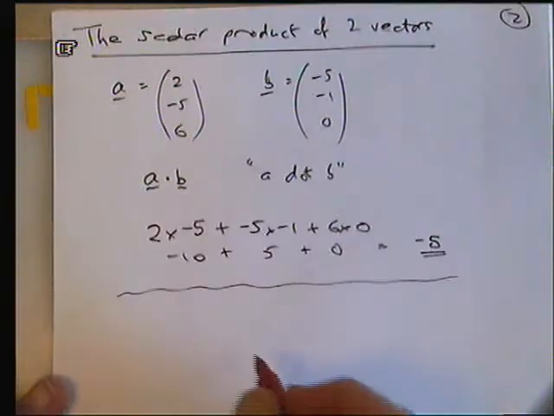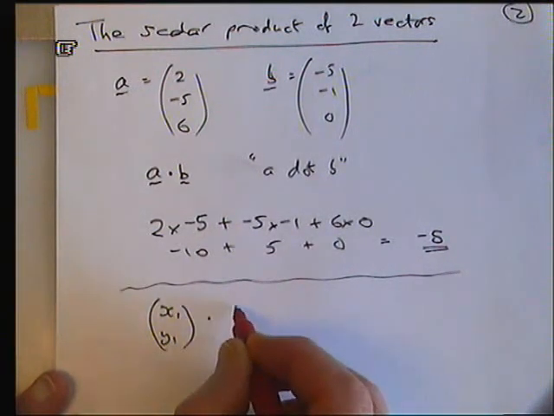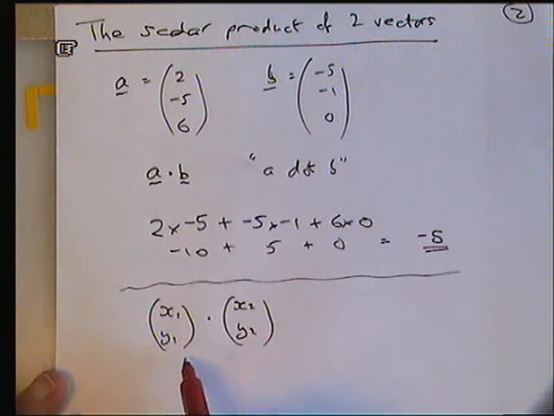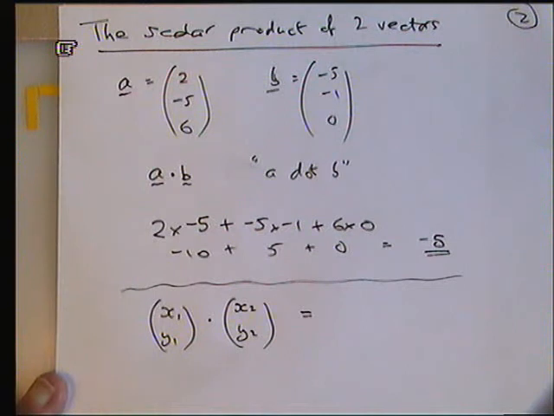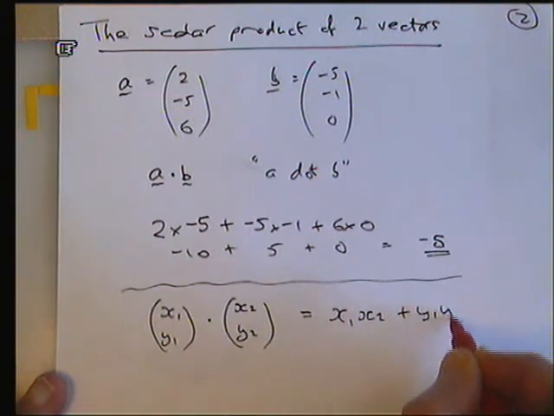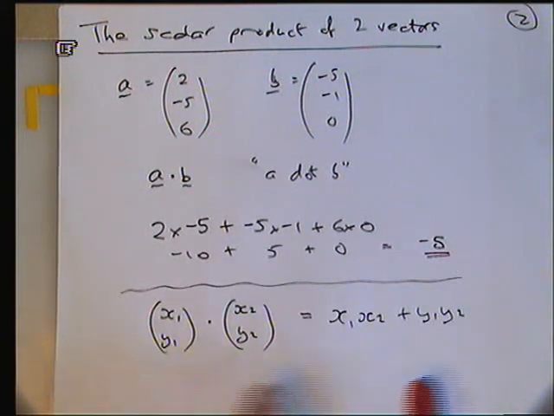If our vectors had been x1, y1 and x2, y2, and I'm doing the scalar product of those, so there's one vector dot another vector, what would the scalar product of those be? So if you want a rule of what you do, you just times the x's together of each of them, you times the y's together, you add them together, and you can extend that to 3 dimensions. If there had been a z at the bottom, then you just had a z1, z2 times there as well.